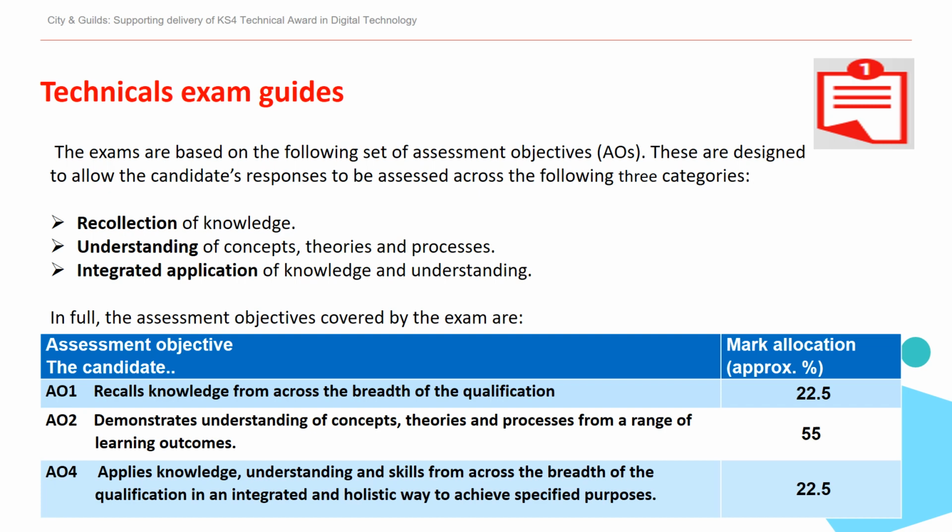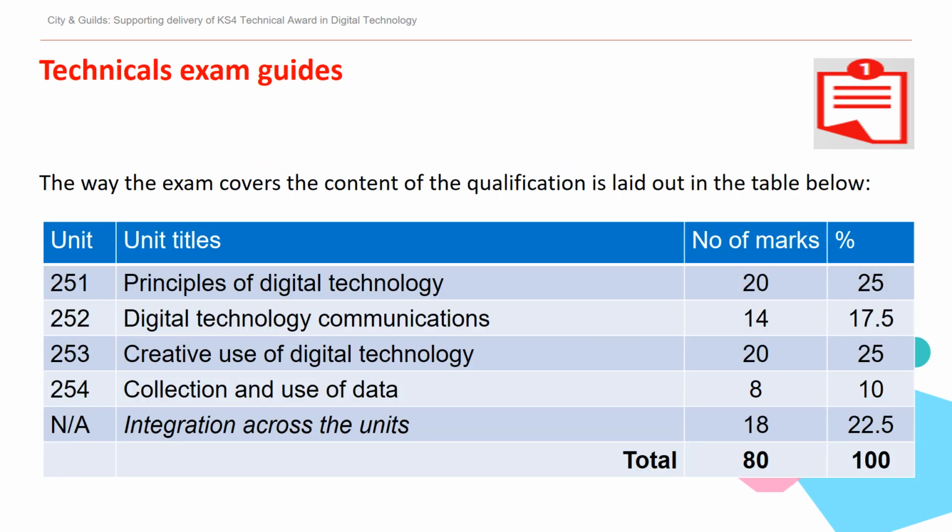Of the 5 assessment outcomes that City and Guilds has developed for its technicals, only 3 are tested in the theory exam. The Qualification Handbook shows the weighting for each of these and provides some guidance on specifics for the industry. So the exam will test recollection of knowledge, understanding concepts, theories and processes, and the integrated application of that knowledge and understanding. And on this slide you can see the percentage of mark allocation for each of those areas.